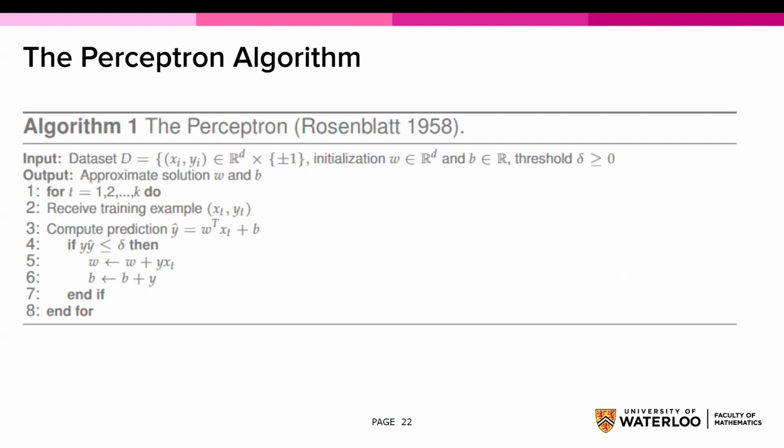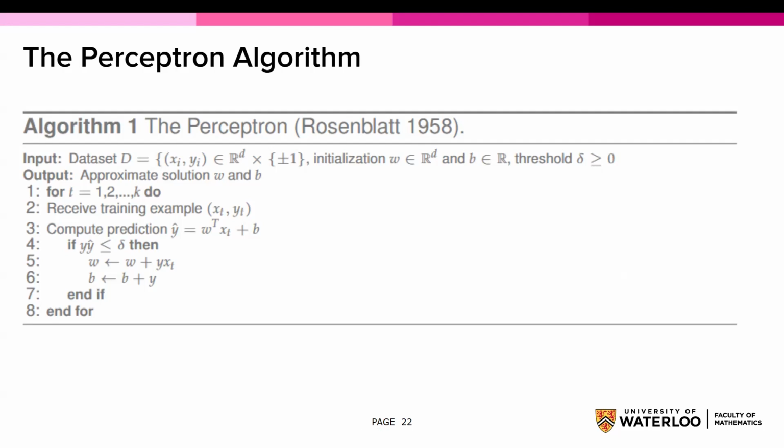If, on the other hand, the prediction does not agree with the ground truth, then there will be a mismatch in the signs and their product will be minus 1. So therefore, if we set delta to 0, it means that we update the parameters when a mistake has been made.